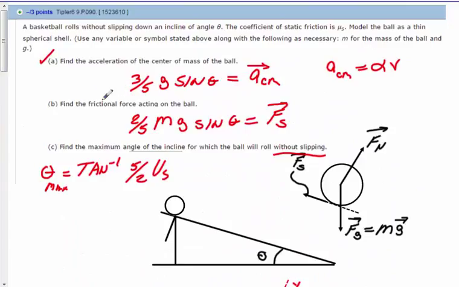All right, so that's how you solve this problem. That's part A, part B, and part C. All right, very tedious problem. I hope this video was useful. Best of luck.